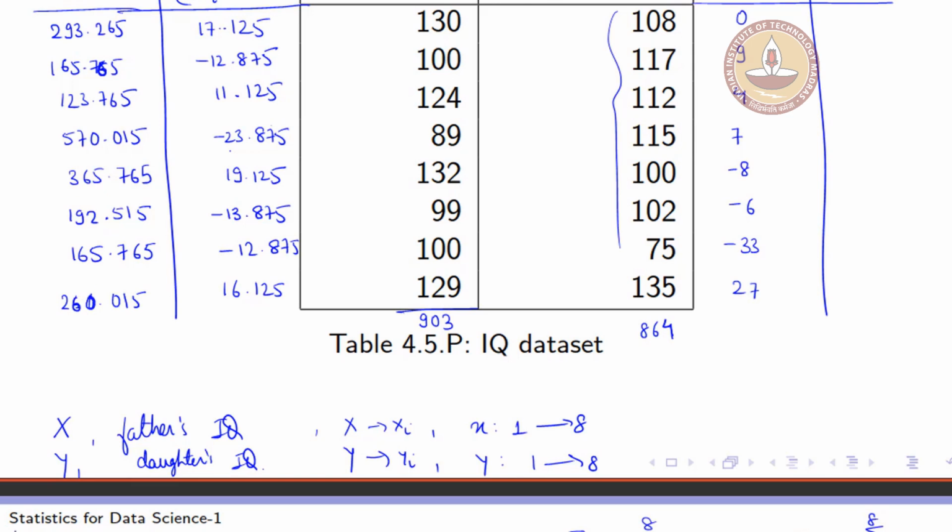Now let's calculate the square deviation of y. So this is yi minus y bar whole square. This is 0 square is 0, 9 square 81, 4 square 16, this is 49, this is 64, this is 36, this is 1089, this is going to be 729.